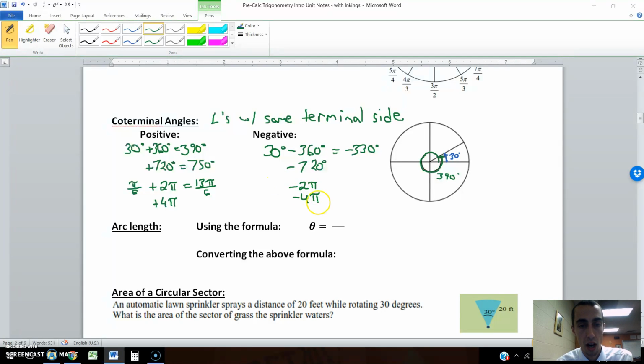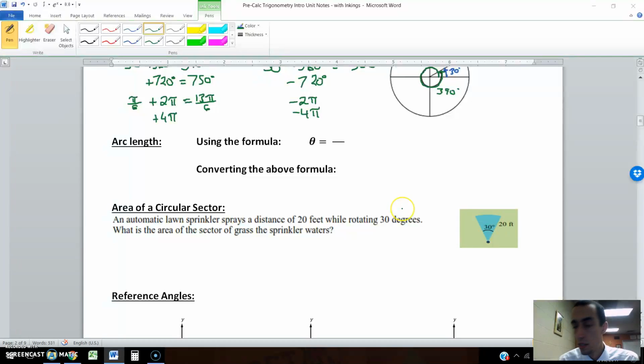Next up, arc length formula. So let's go back to our definition of radian measurement. Radian measurement is the arc length, which is s, divided by the radius r. So if we multiply both sides of this formula by r, we're going to end up with r times theta equals our arc length. So that's just something I want you to have in your back pocket if you need to find an arc length that's swept out by an angle.